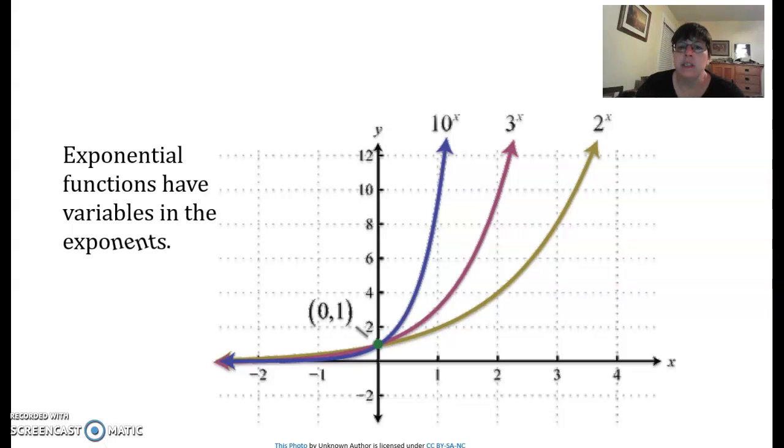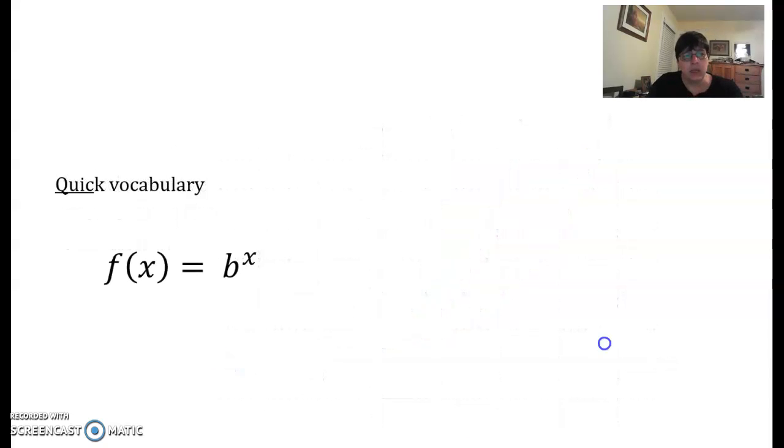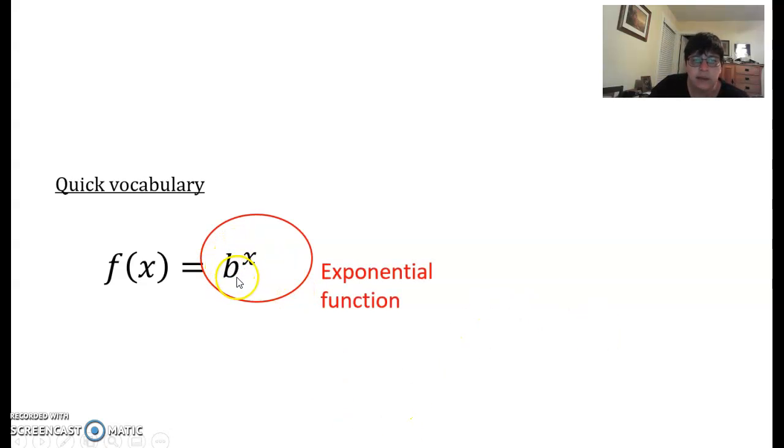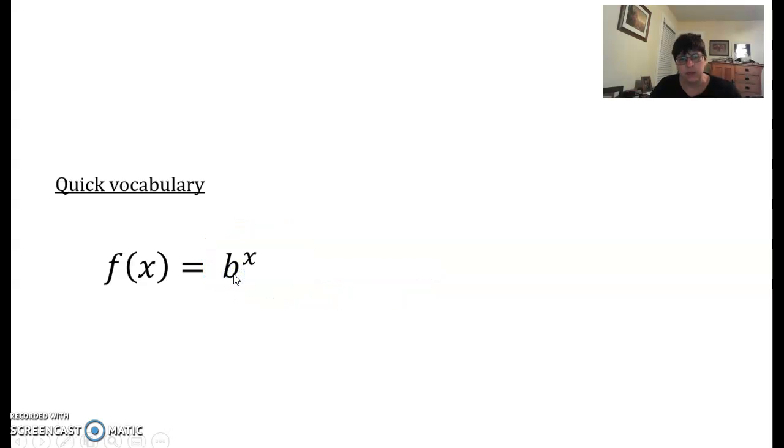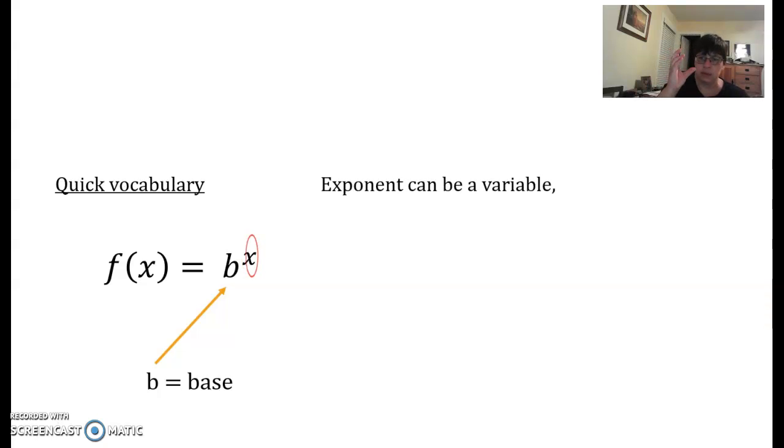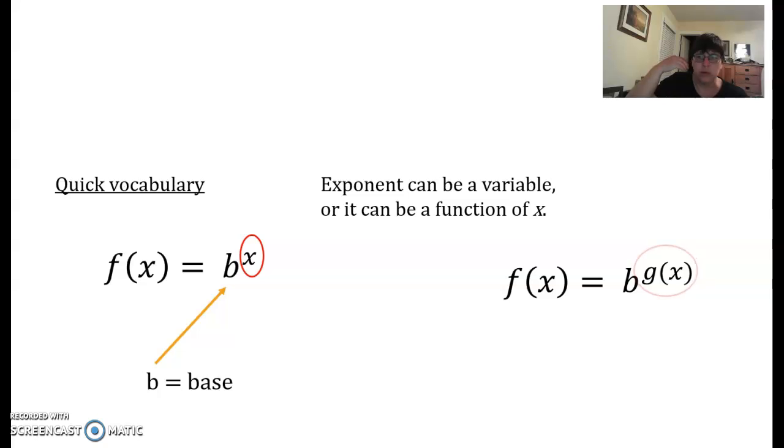Now, exponential functions have a number base, and the variable is going to be up in the exponent, and it does not follow the power rule. Quick vocabulary. The exponential function is going to have a number down here. That's why we're giving it a b. We actually call this the base. So the base number is going to be raised to a variable or even a function of the variable. But the b is some kind of constant number.